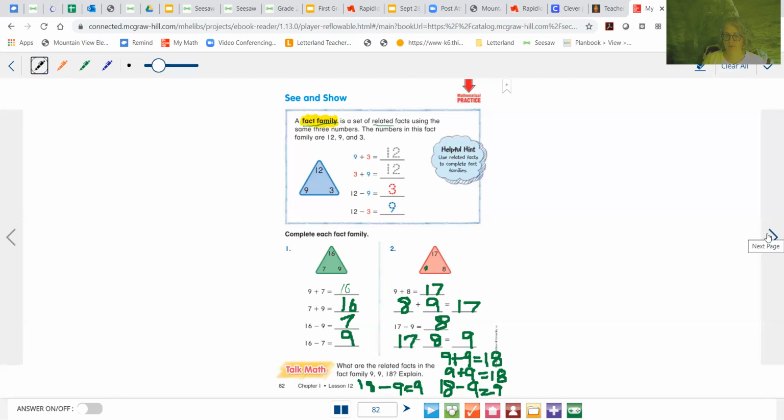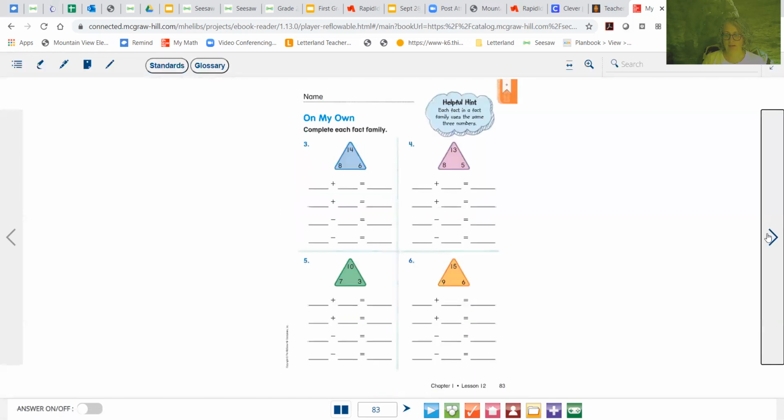Okay? So let's take a look at page 83. This is On My Own. A helpful hint is each fact family uses the same 3 numbers. Always remember that, same 3 numbers. So here we have one for this one, and it's very similar to what we were doing on the other page, except you have to fill them all in.